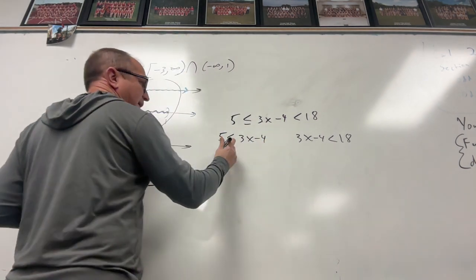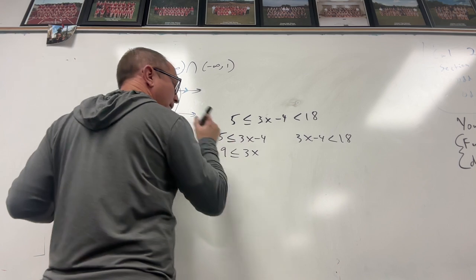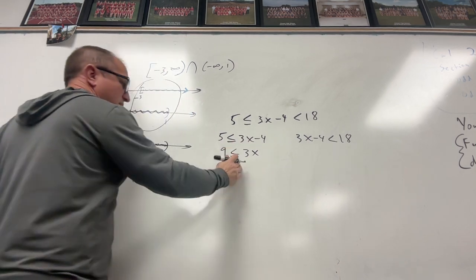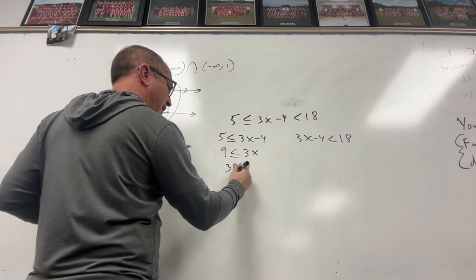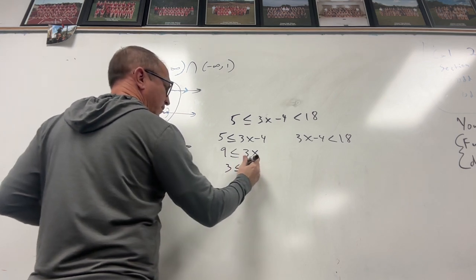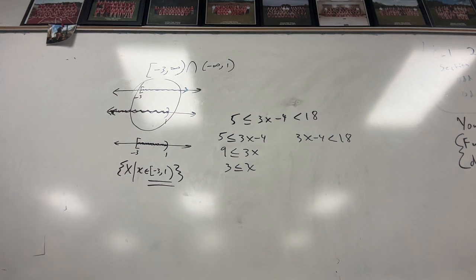Add 4 to both sides, I get 9, so 9 is less than 3x. Less than or equal to, I should say. So, divide by 3, 3 is less than or equal to x. Now, we don't typically say 3 is less than or equal to x. We like saying x is greater than or equal to 3. It's just easier for us to see.